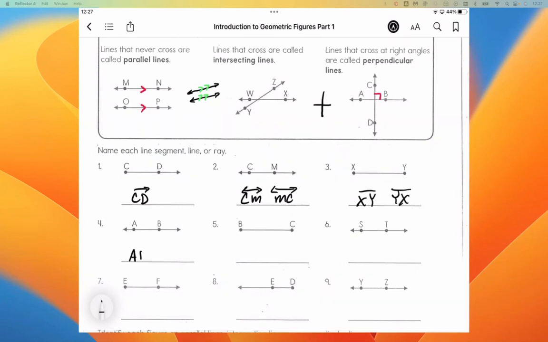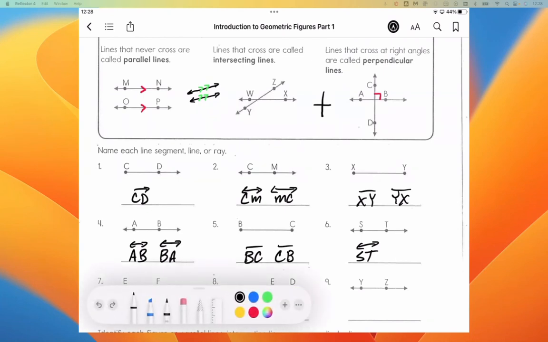And this one is AB, arrows on both ends, or BA. BC is this line segment, or CB. We have ST with arrows on the end because it's a line, not a line segment, and then TS.